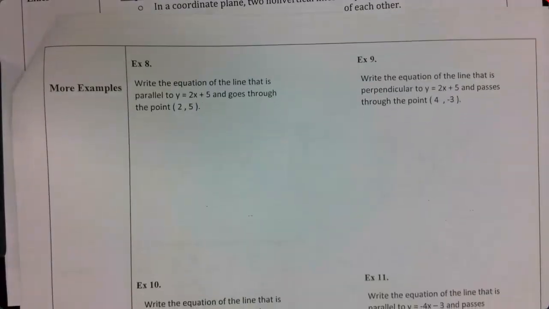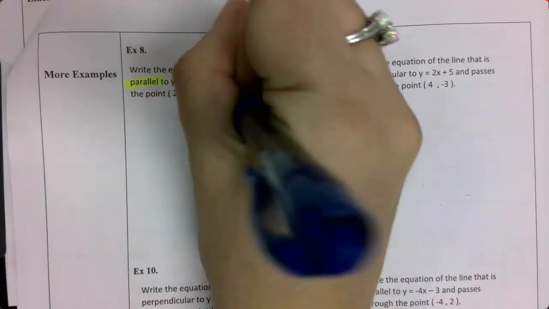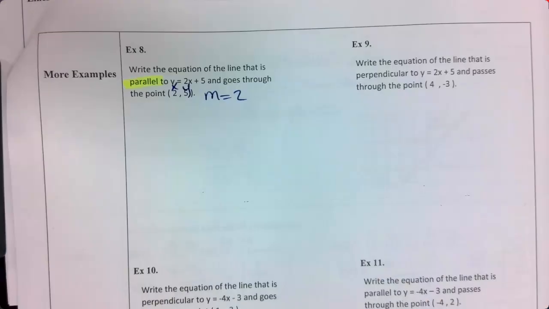Okay, so we just have a few more. This one wants me to write the equation of the line that is parallel. So parallel is going to have the same slope. And then this is going to be my x and y.